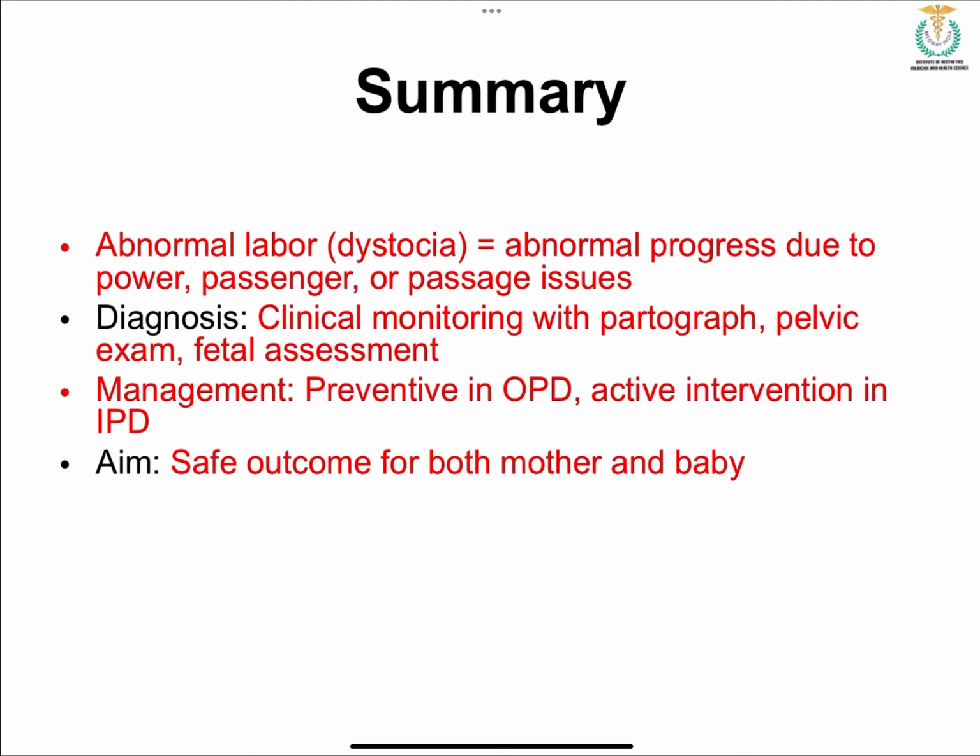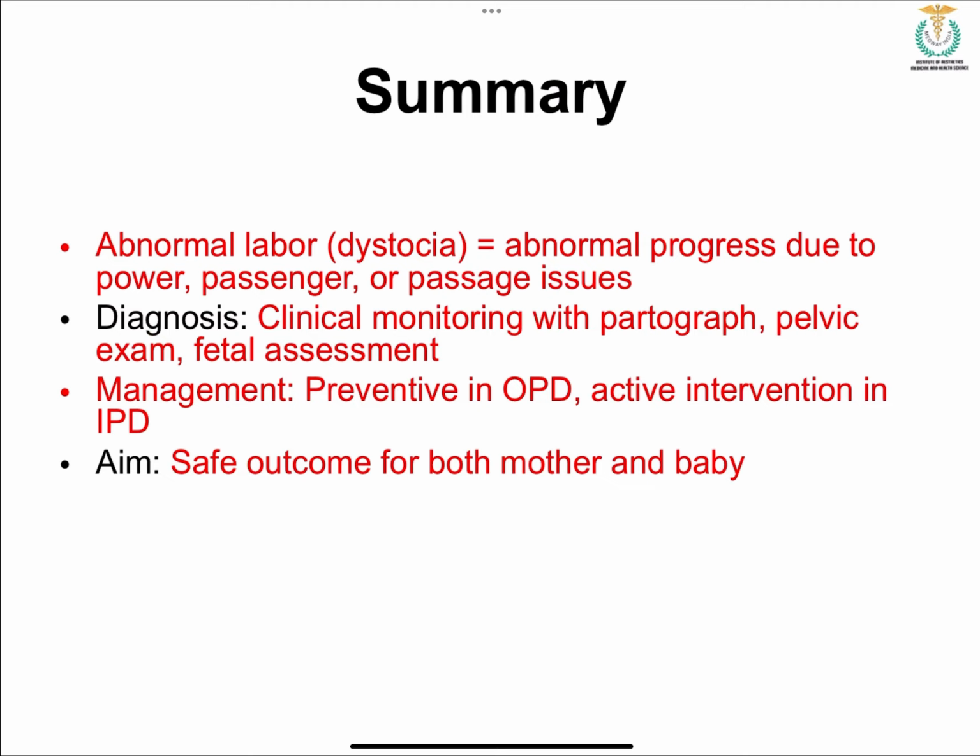Moving on to the summary of today's session. Final take homes. First, use the 4P approach: power, passage, passenger and psych, to quickly identify the dominant cause of dystocia, that is abnormal labor. Second, use the partograph or WHO labor care guide to detect deviations early and avoid delays. Third, for inadequate power, consider amniotomy then oxytocin augmentation with continuous fetal monitoring. Fourth, for obstruction or arrest that does not respond to correction, timely cesarean is safer than prolonged indecision.